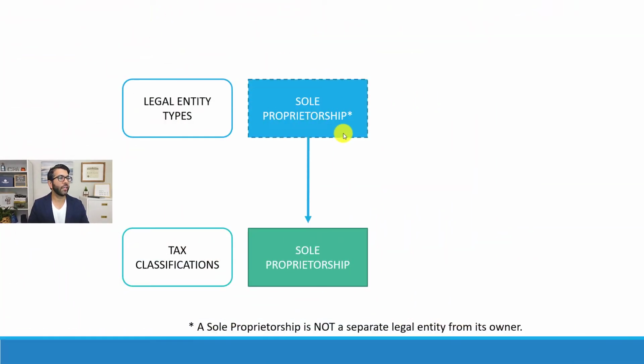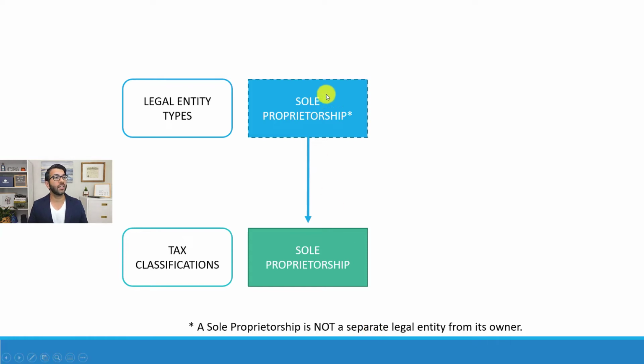So you see here, I've got on my screen something that says legal entity types, and across the bottom it says tax classifications. What I mean by this is when you start your business and you don't form an LLC, that means you're a sole proprietorship. So up at the top here, I'm saying that your legal entity type is a sole proprietorship. And the asterisk here says a sole proprietorship is not a separate legal entity from its owner.